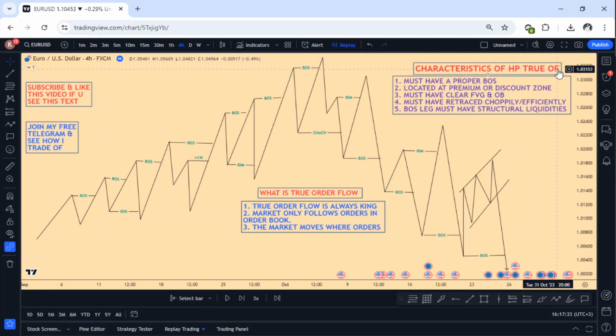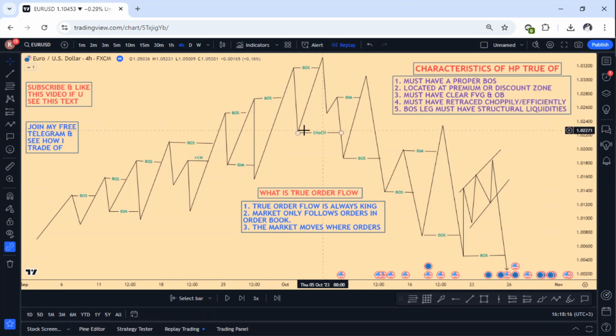Now in this case, I want you to note that there are characteristics of high probability true order flow, and the conditions are as follows. Number one, a true order flow must have a proper break of structure, as I've shown here. So that's the first thing to look at. Then it should be located at a premium or discount zone, that is above 50% of the whole break of structure leg. And then it must have a clear fair value gap and order block, so that you can get a precision entry. At the same time, you provide enough room for pullback. Now the second last characteristic is that it must have retraced choppily or efficiently.